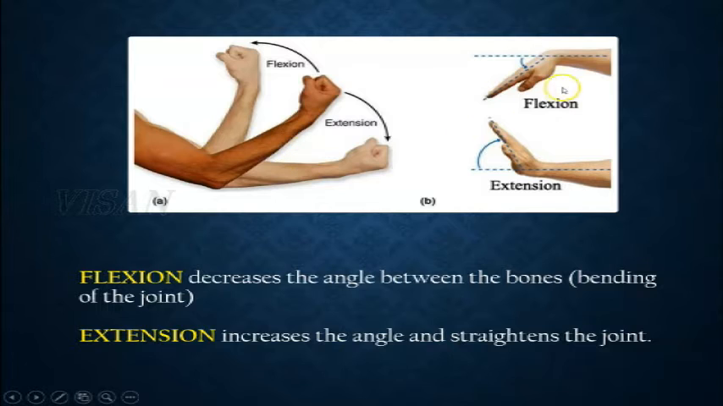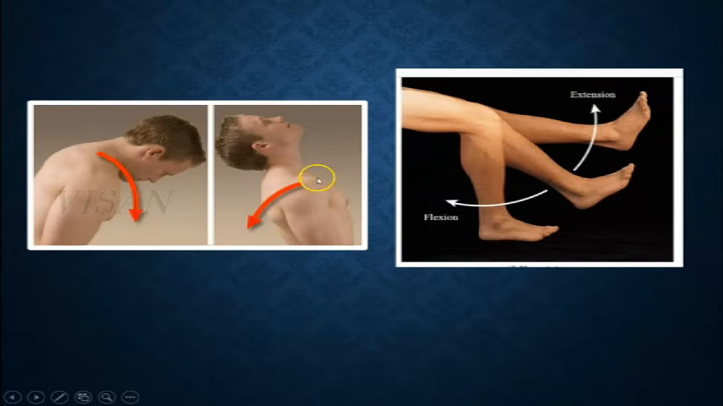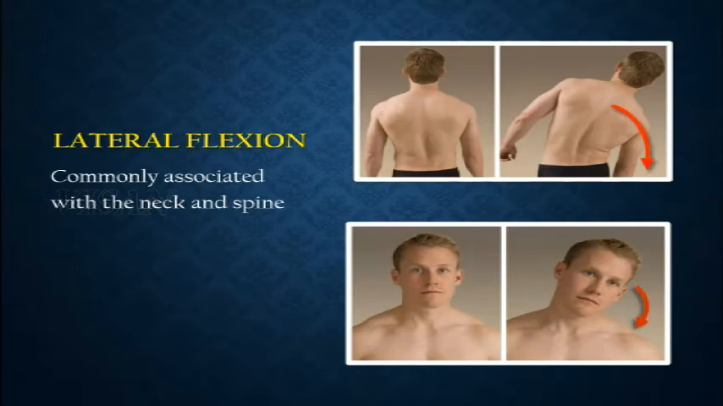In the wrist joint also we can see the flexion of the wrist and extension of the wrist where the angulation is decreased as well as increased respectively. The forward bending of the neck is flexion. The backward bending of the neck is extension. In the knee joint, the folding of the knee refers to flexion and the straightening of the knee refers to extension. The lateral bending of the body, or otherwise the neck, is called lateral flexion, which is commonly associated with the neck and spine.